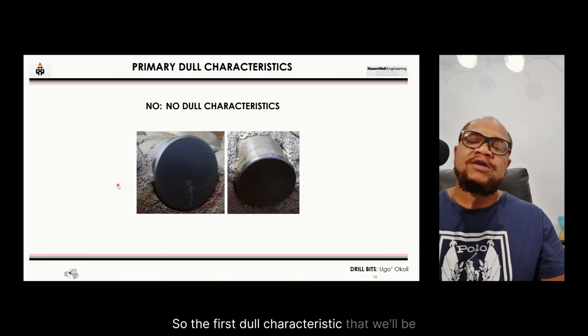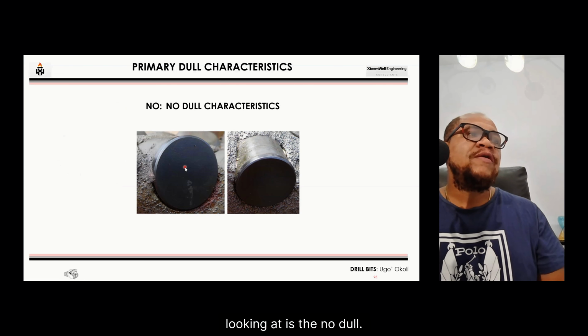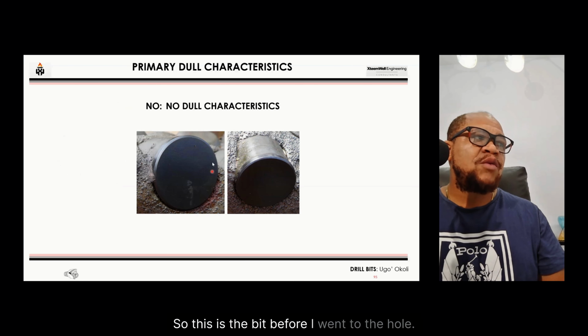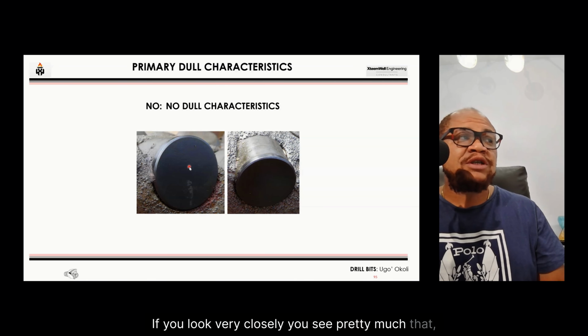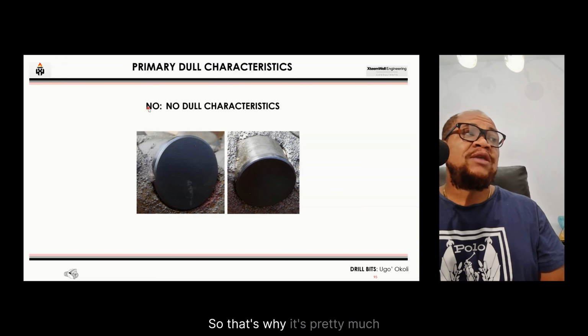So the first dull characteristic that we'll be looking at is the no dull. This is the bit before it went to the hole. This is the bit when it came out of hole. If you look very closely, you see pretty much nothing happened. So that's why it's said to be no dull.